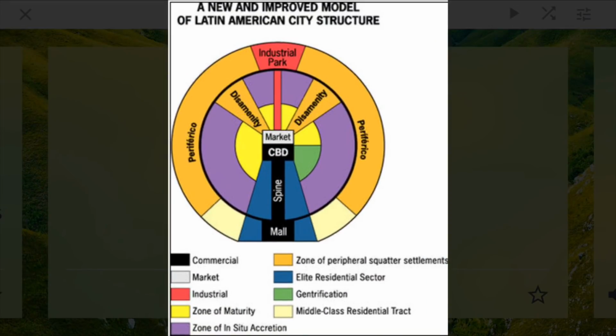So we see that spine, which ultimately leads to the CBD and is bordered on the outside by this mall, this market, if you will. And all the tough parts, I guess, to live are sort of on the outside, while the nice places are located closer to the market in the center.